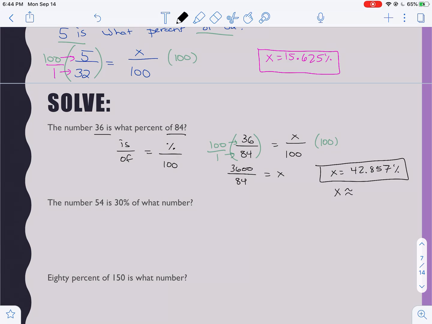Or remember we talked about this in class, if you wanted to round, you would use the approximate symbol, the wavy, and it's about 42.9% if you wanted to round a little bit up.